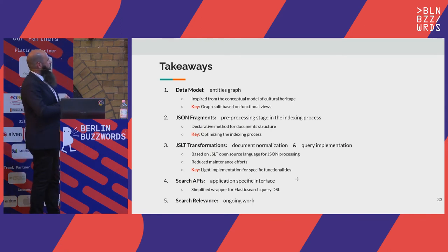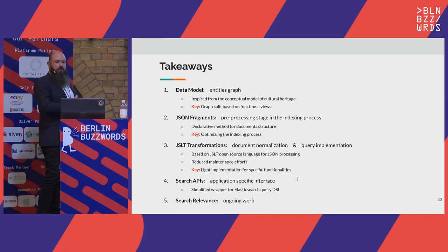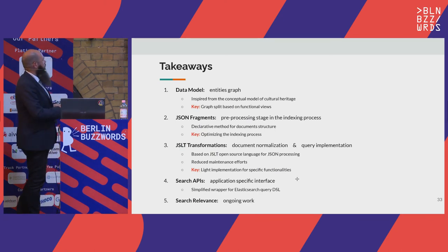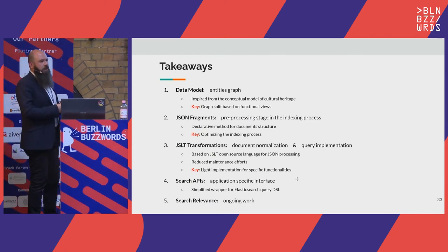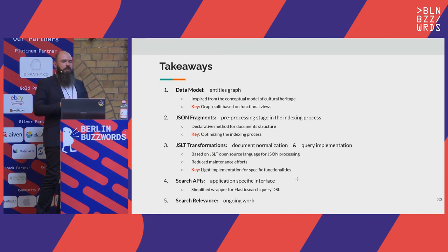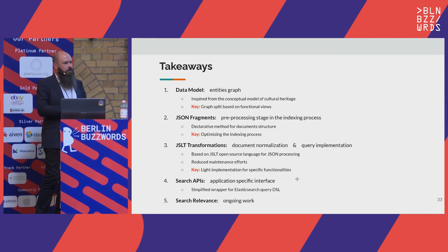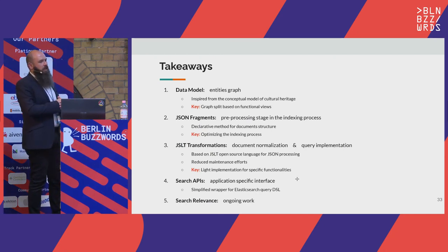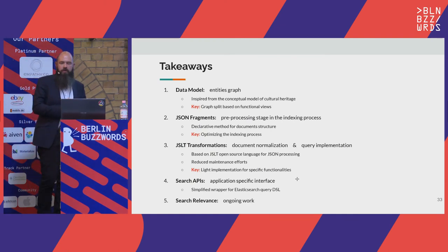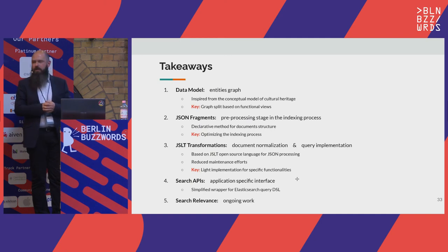And I listed here the 5 points that I would like you to take away. First of all, that we mentioned a data model which is specific to this use case, specific to this data, the entities graph, and the split of the graph based on different functional views. The second point is related to the facility of introducing a pre-processing step using these JSON fragments. This brought us an important optimization in the indexing process. The third point, the usage of these XSLT transformations on both sides: at indexing, normalizing the document, but also for the query implementation, and the search API that is a simplified wrapper for Elasticsearch, and the search relevance, which is ongoing at this moment.